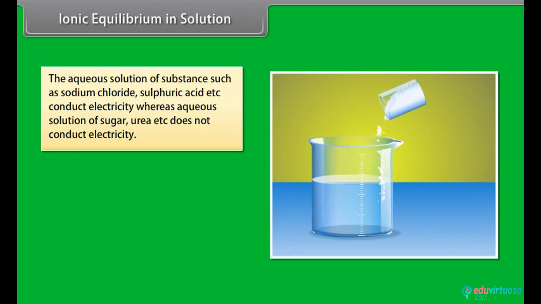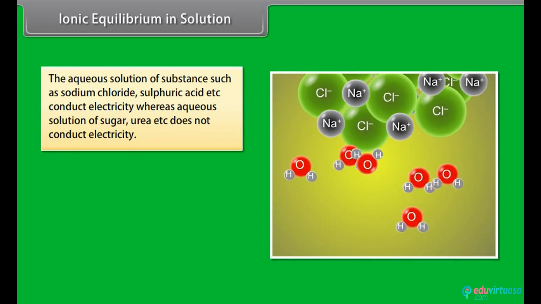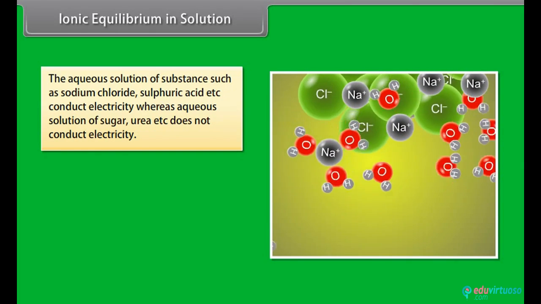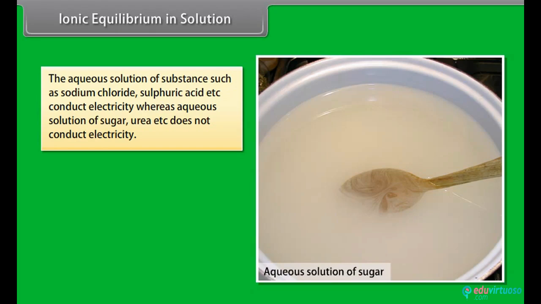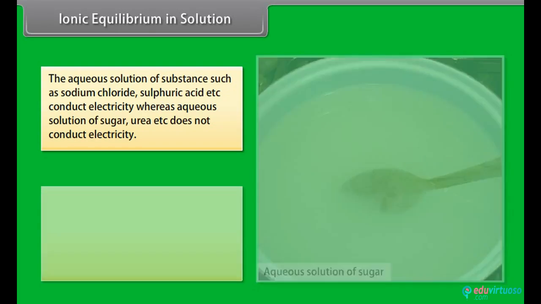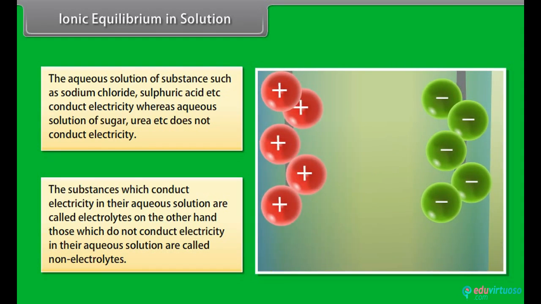Ionic equilibrium in solution. The aqueous solution of substances such as sodium chloride, sulfuric acid, etc. conduct electricity, whereas aqueous solution of sugar, urea, etc. does not conduct electricity. The substances which conduct electricity in their aqueous solution are called electrolytes.